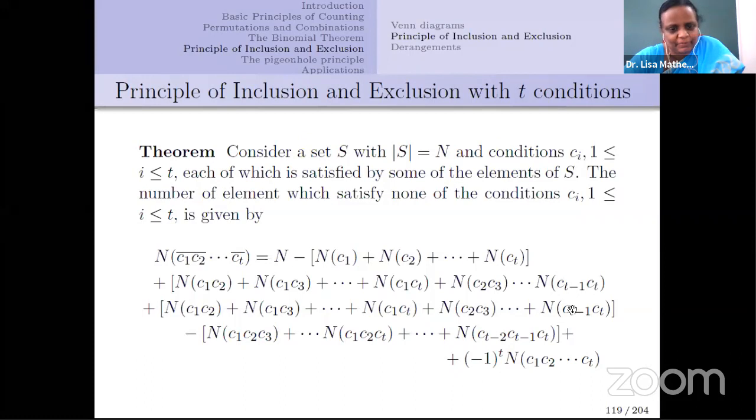Now, it can be proved that the expression for that is n minus the sum of n of C1 plus n of C2 up to n of Ct, plus the number of elements which satisfy conditions C1 and C2, conditions C1 and C3, and so on. I take all combinations of the elements which satisfy two of the conditions. And then in the next step, I take all those elements which satisfy three conditions, and so on.